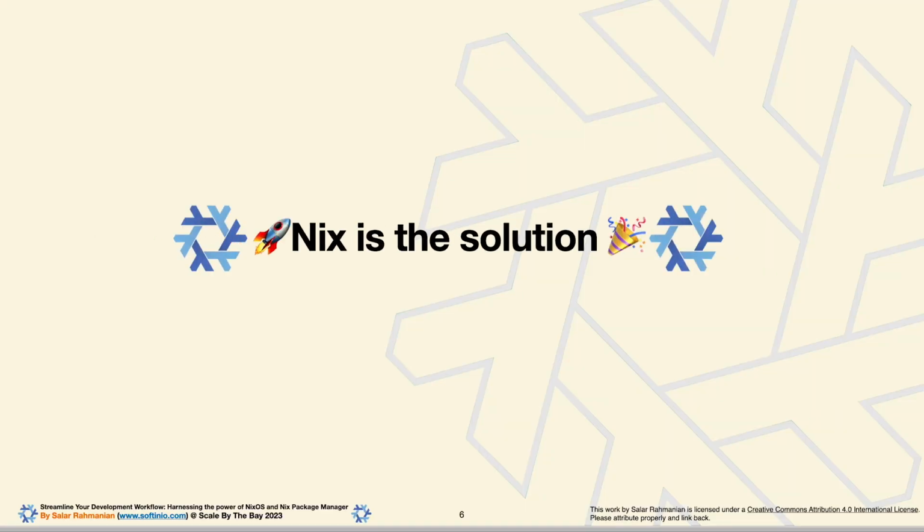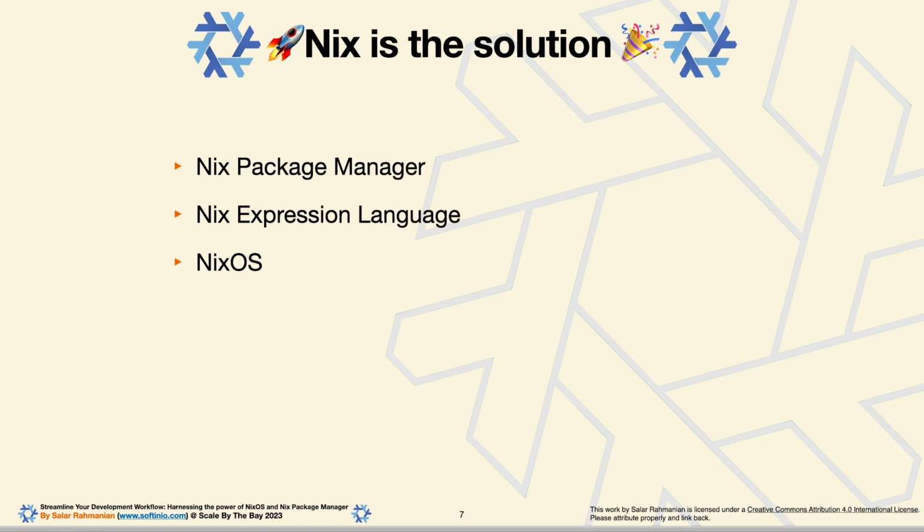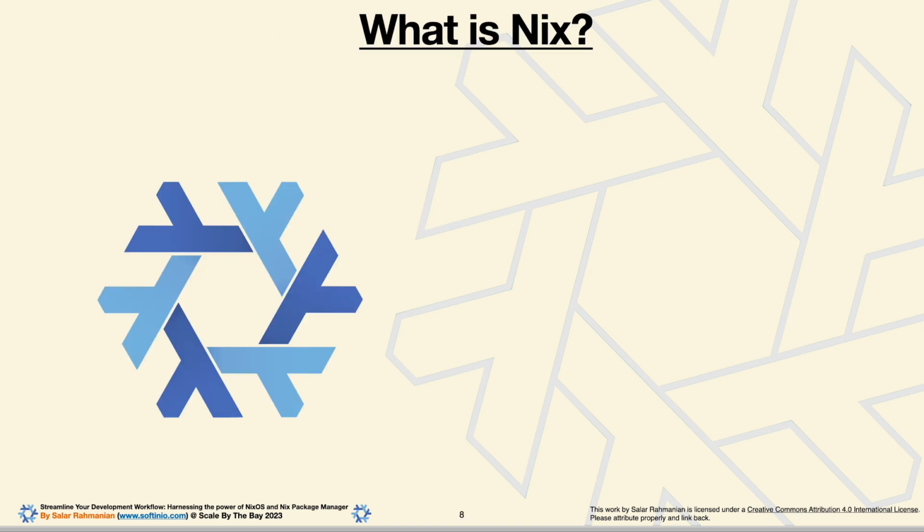Now, wouldn't it be nice if we didn't have to do all that and we just had one tool to use for all the environments and all parts of our workflow? Nix is the answer, and it does solve that problem. There are three parts to Nix. Nix is composed of Nix Package Manager, Nix Expression Language, and NixOS. Let's take a quick look at what they are.